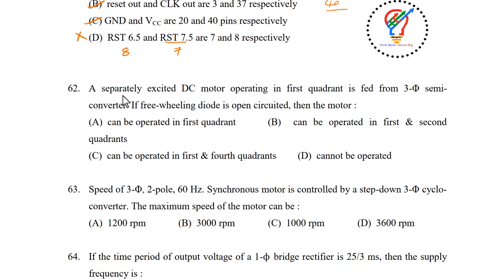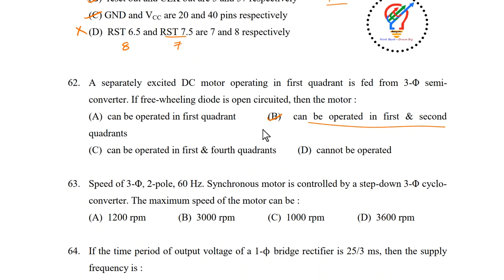Okay, next question here. A separately excited DC motor operating in the first quadrant is fed from a three-phase semi-converter. If the freewheeling diode is open circuited, then the motor can be operated in the first and second quadrants here. Okay, answer is B here.